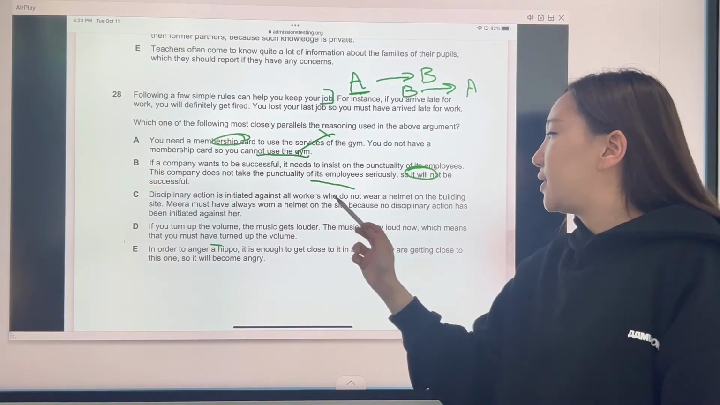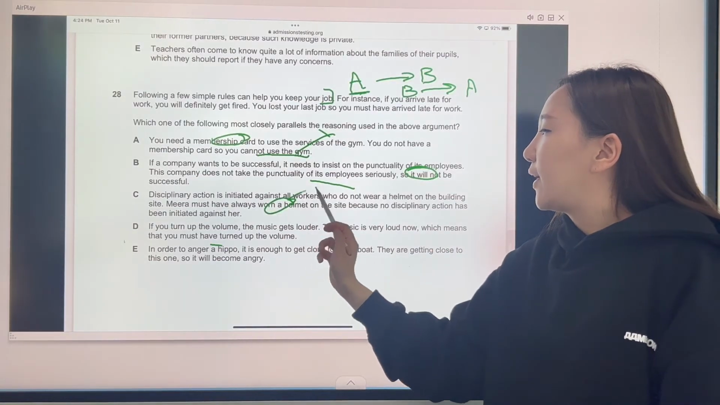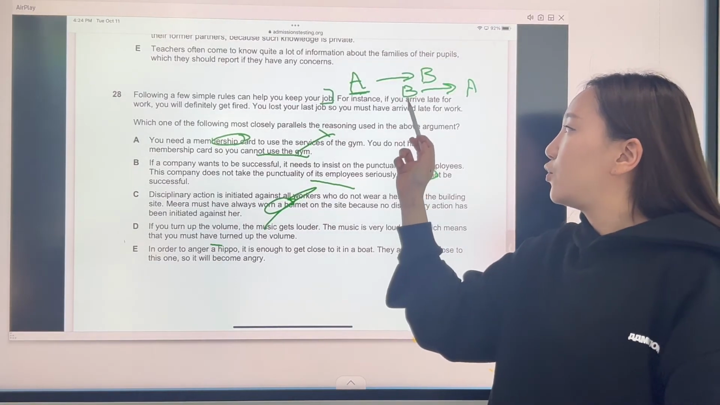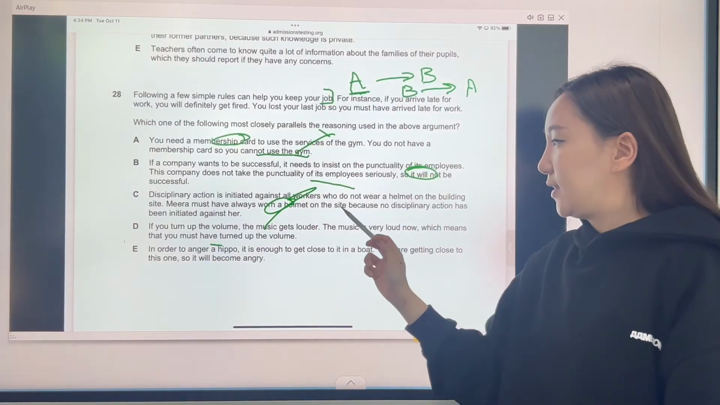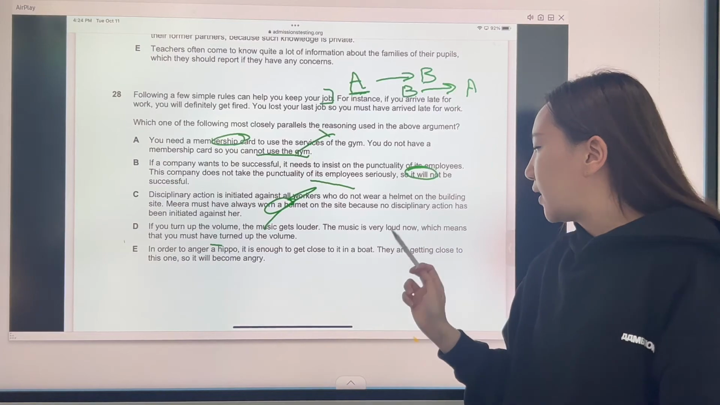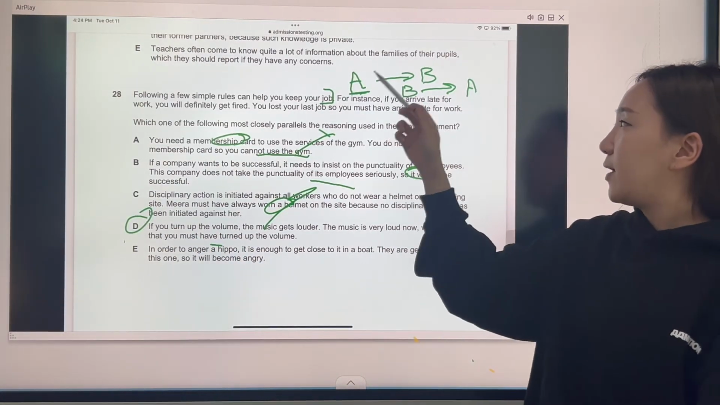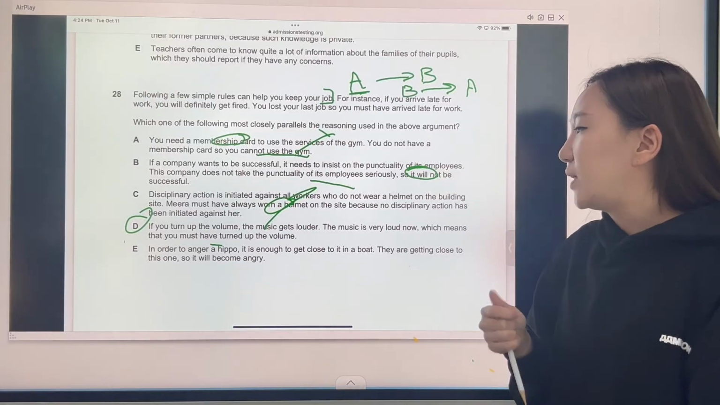Disciplinary action is initiated against all workers who do not wear a helmet. Maria must have worn a helmet. Again, wrong order. We want something to have happened in this order. This is something that hasn't happened. If you turn up the volume, music gets louder. Music is very loud now, which means you must have turned up the volume. Perfect. Because of A, B will happen. B's happened. A must have been the case.